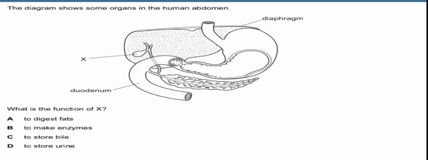The diagram shows some organs in the human abdomen. So we have the part labeled X, which is called the gallbladder. What is the function of X, which is the gallbladder? So the answer is C, to store bile. So we can underline the answer as C, to store bile. The next question.